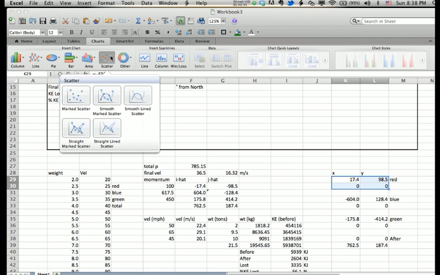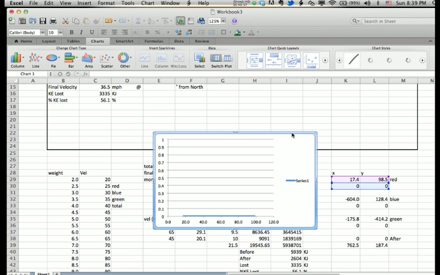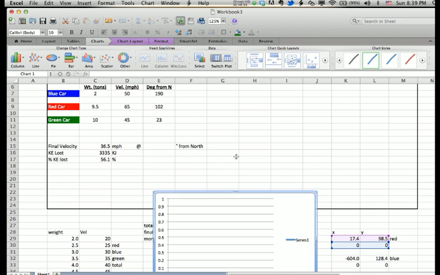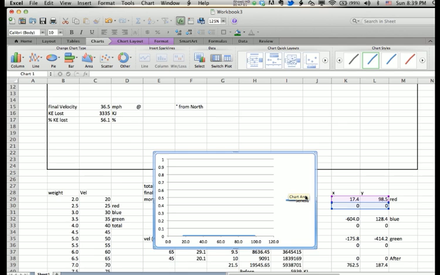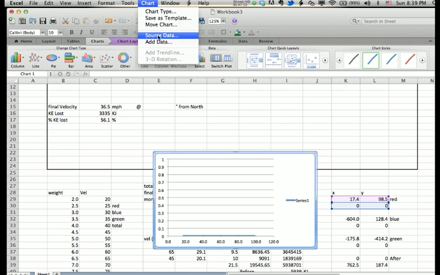We'll do scatter, do smooth lined scatter. Let's do straight line scatter because these are going to be lines. Okay, and that didn't really work that great. So we'll click on this graph. We'll go up to chart, source data.